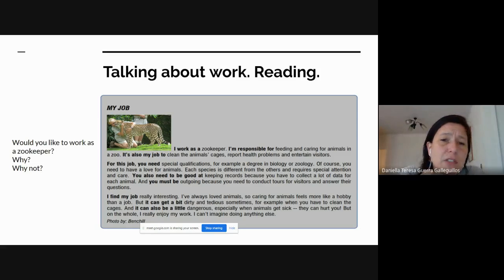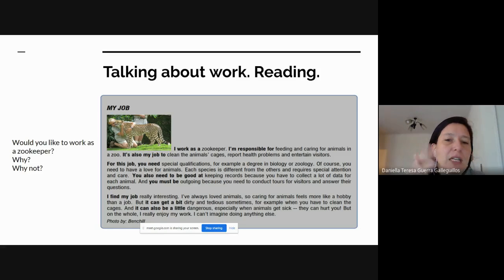Expressions that we have here for this job you need. What do you need in terms of qualifications? Then you also need to be good at, which goes with a verb with ing: good at keeping records, good at staying, good at treating. So you must be, and then there's the characteristic: you must be outgoing, you must be entertaining, you must be patient. So what is the characteristic of that person? Then we refresh the vocabulary of the first activities. I find my job, and then it's an adjective again.